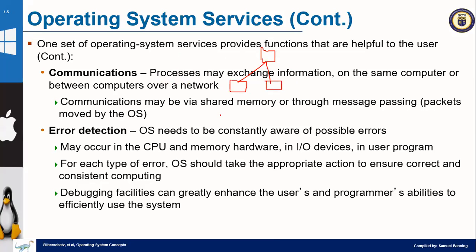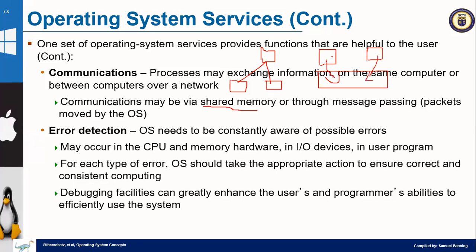This communication may happen either through shared memory or through message passing. When we say shared memory, the two processes that are communicating, for example, process A and process B, enable their memory access to each other so that they can share data via the same channel.